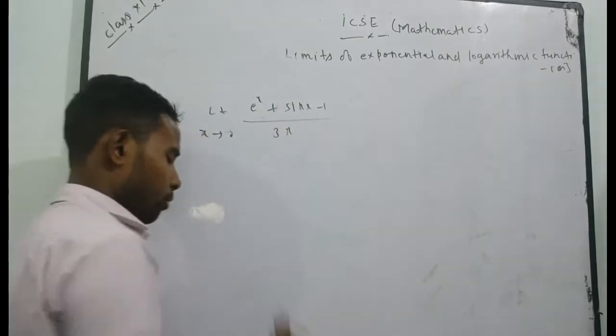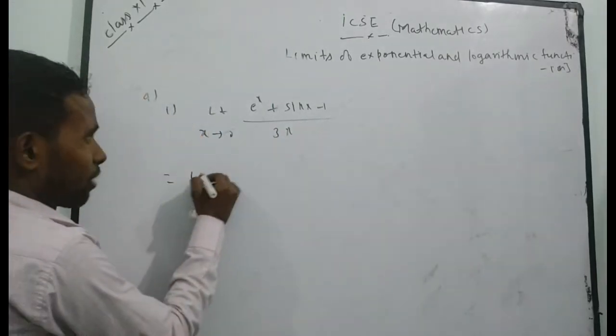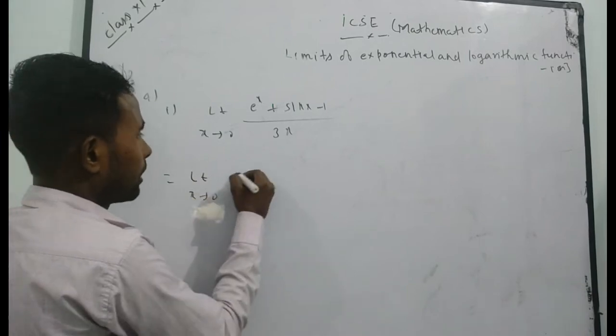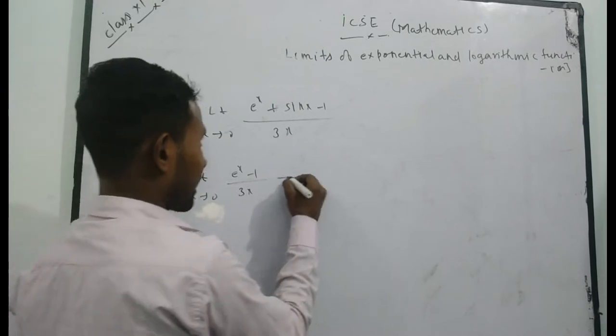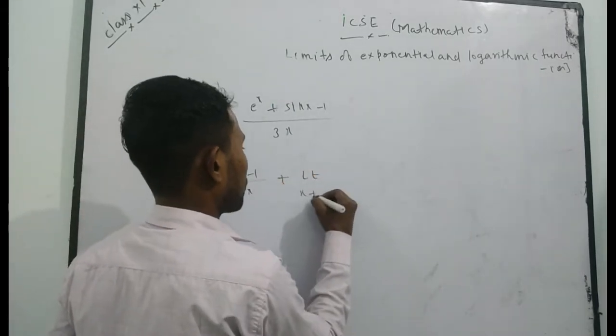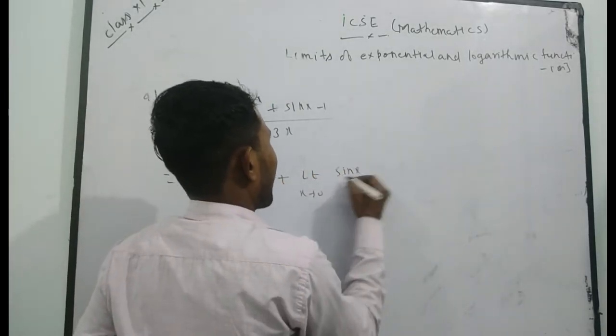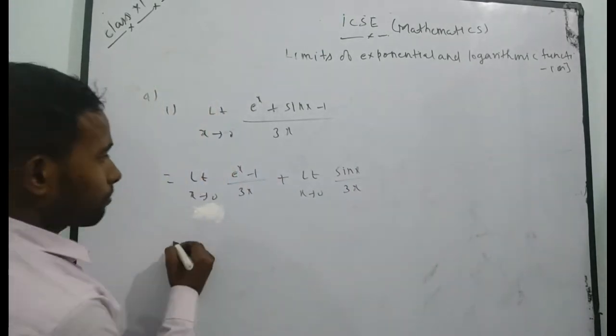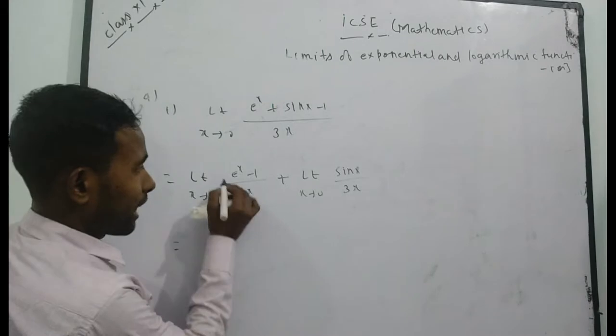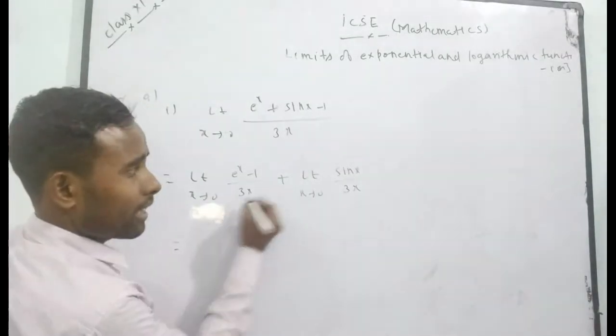How can you solve this problem? This is also very easy. I want to tell you, limit x tends to 0, (e to the power x minus 1) by 3x plus limit x tends to 0, sin x by 3x. Do you understand? Now, I want to write, can you take 1 by 3 common here and 1 by 3 also here?